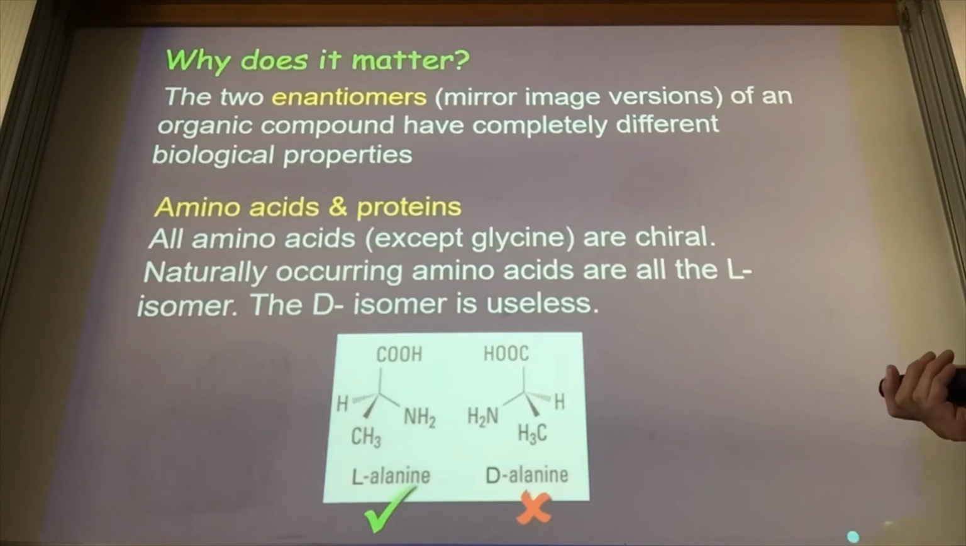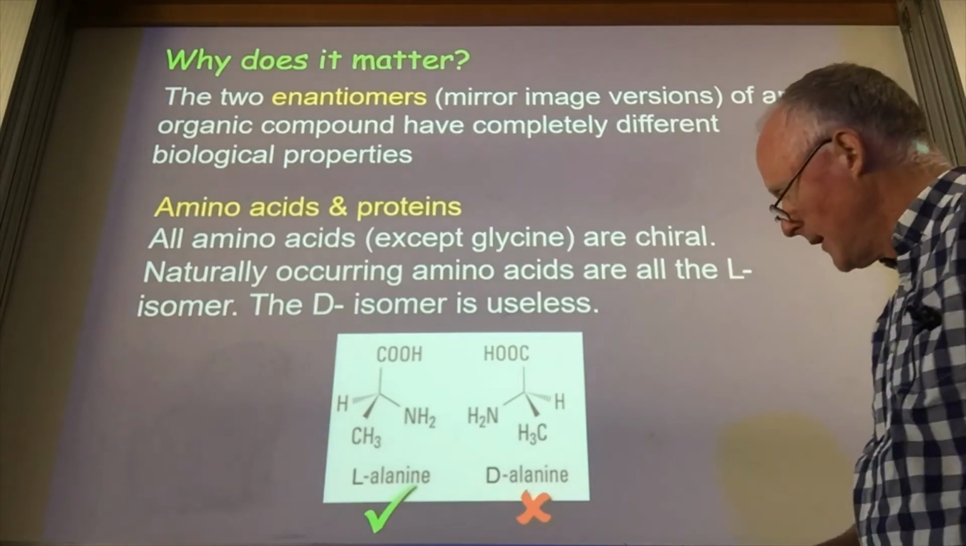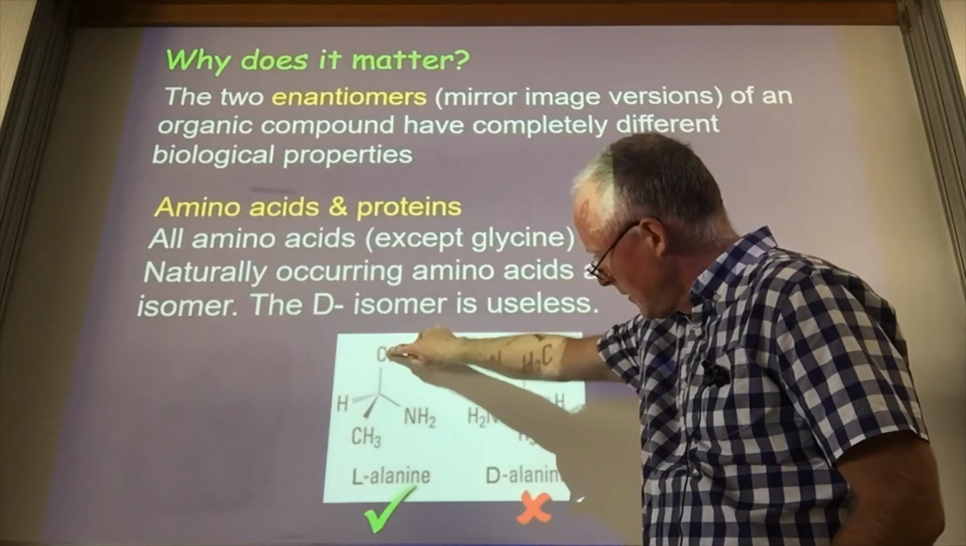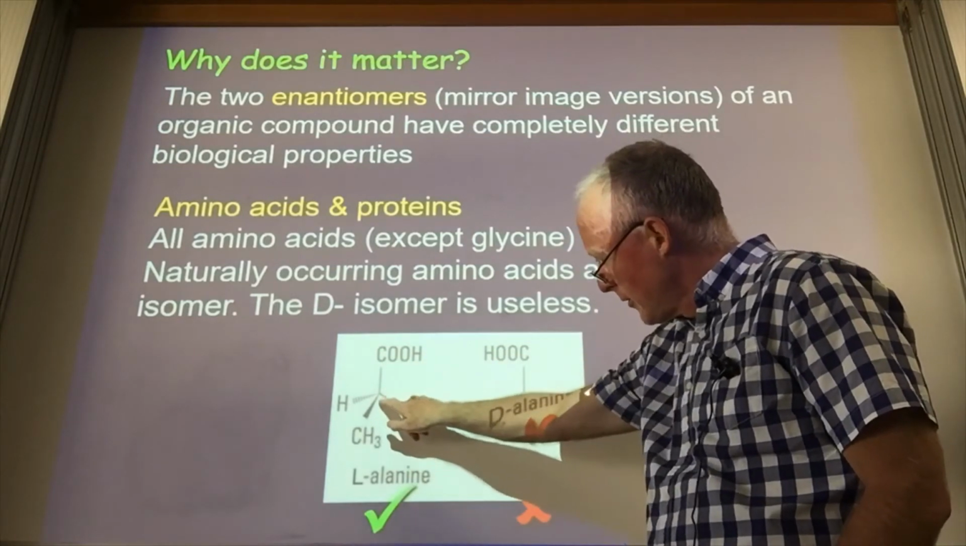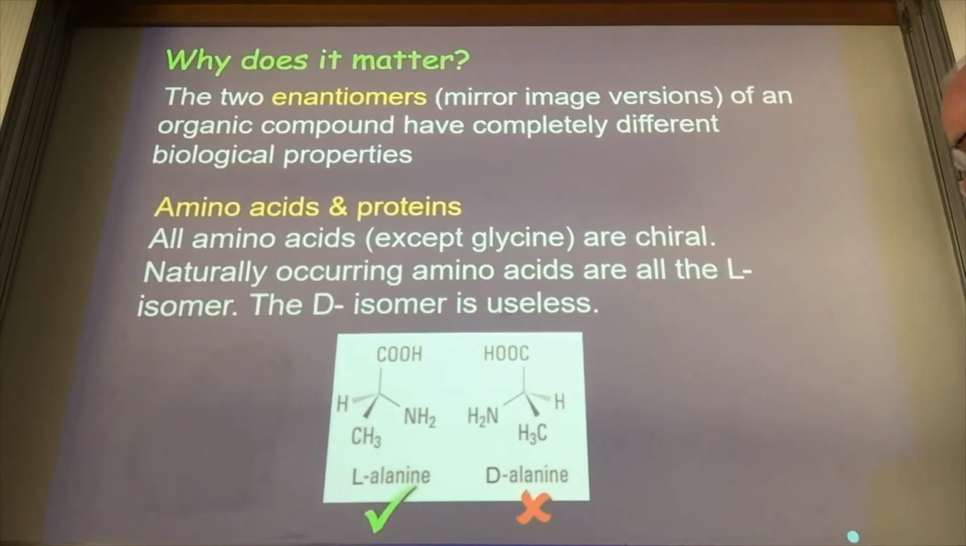As we saw before, there are a whole range of different versions of C3H7NO2, and L-alanine is the only one that our bodies can have any use for. The mirror image version of it, D-alanine, is useless. So we see the chiral carbon in L-alanine. It's got 4 things attached. It's got a carboxyl group, it's got an amino group, it's got a methyl group, and it's got a hydrogen. 4 different things makes it chiral. All amino acids are chiral except for glycine, which is the simplest one, in which the R group is a hydrogen.